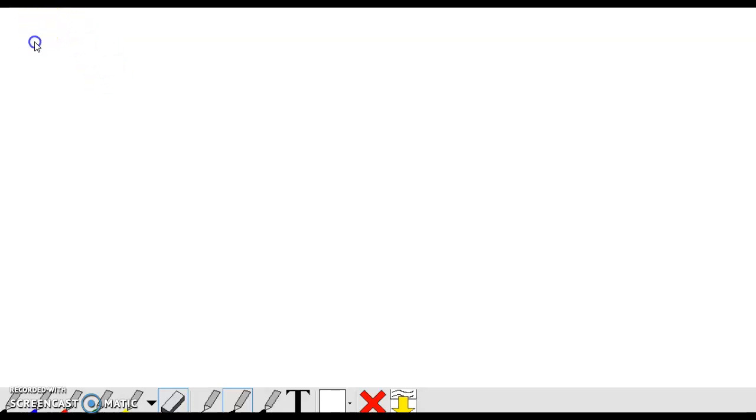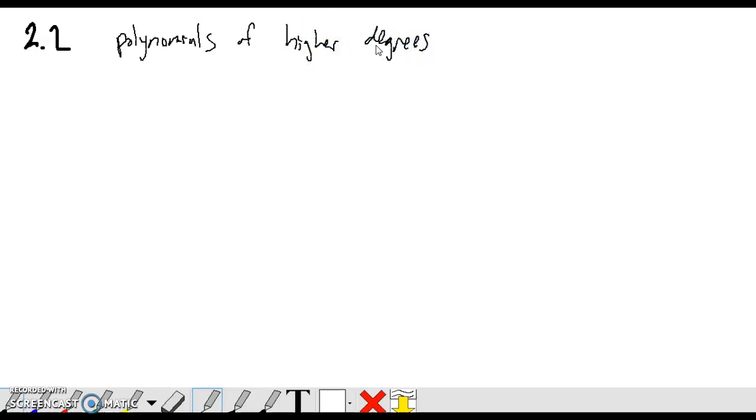Right, so in section 2.2, we are dealing with polynomials of higher degrees. In 2.1, we were dealing with quadratics, so powers of 2. Now we're going to be dealing with cubics and quartics and quintics. So, polynomials of higher degrees.